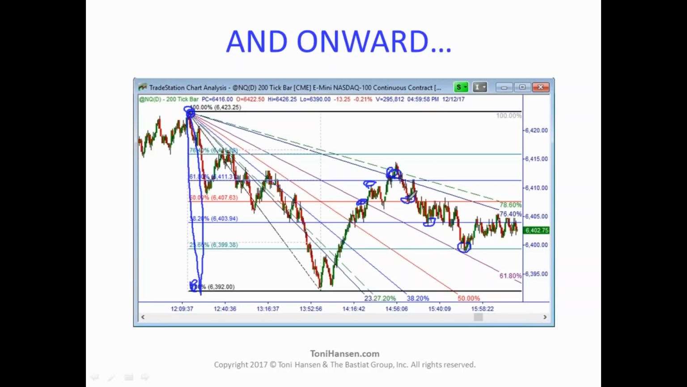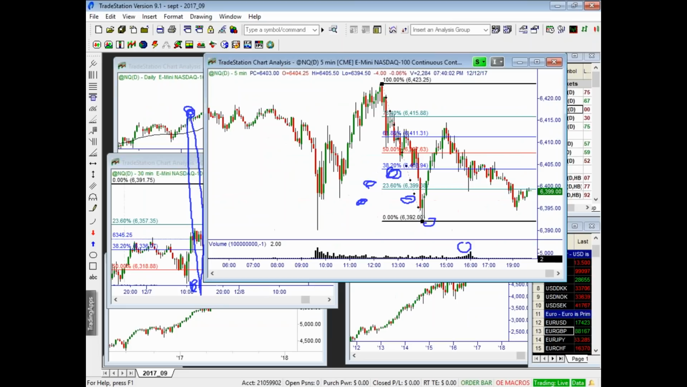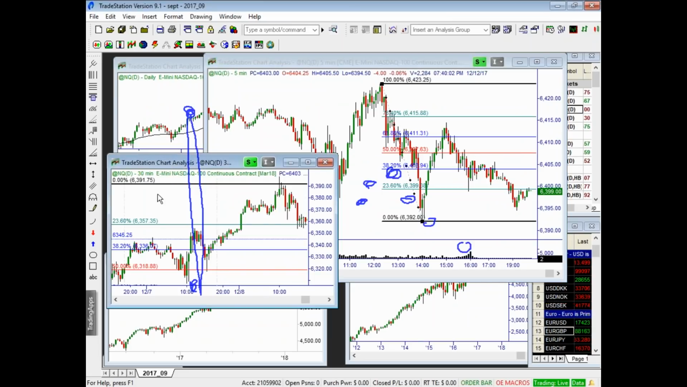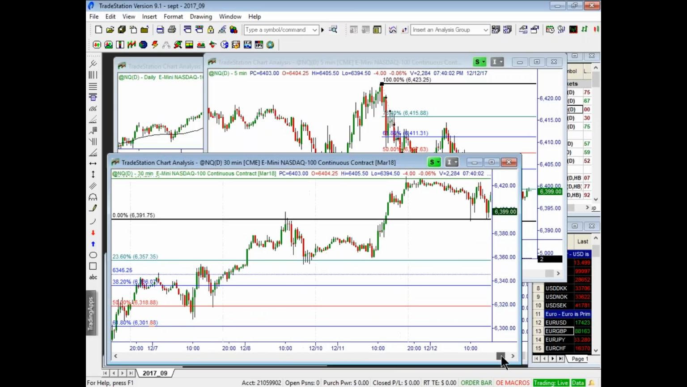But what's really interesting with Fibonacci is that you can leave things on your charts and they will continue to be vital going forward. So here, for example, you guys, I drew this Fibonacci level on a trade that I had over a week ago.